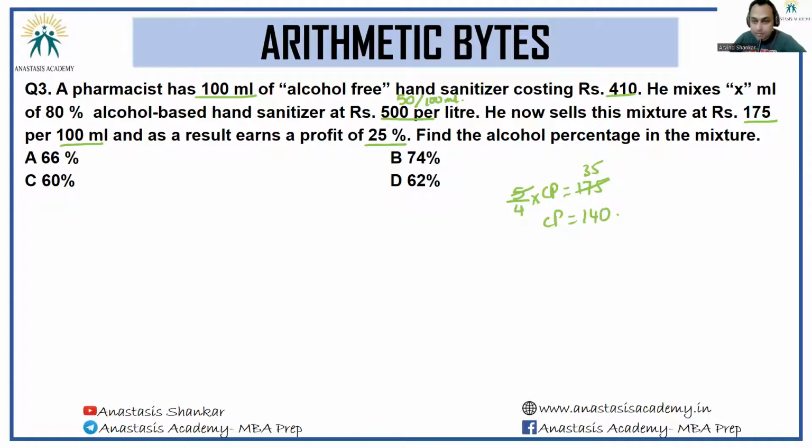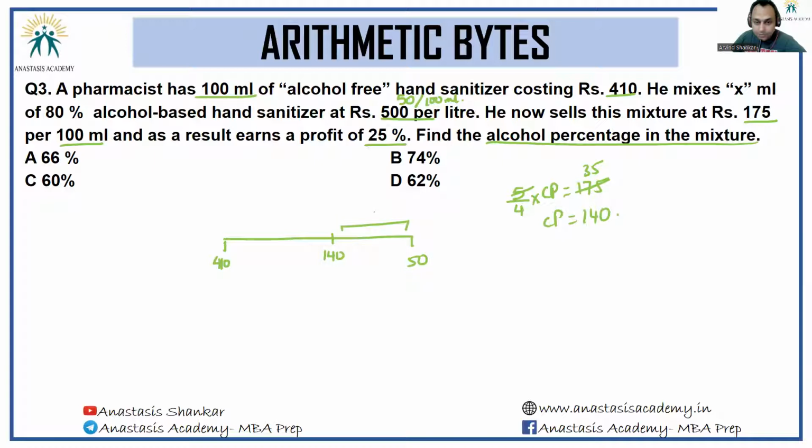Okay. Find the alcohol percentage in the mixture. Pay attention, they haven't asked me the percentage of the first mixture or second mixture. They've asked me the percentage of alcohol in the mixture. So I know the rate for the first one is 410. The rate of the second one is 50. And the average price you're reaching is 140.